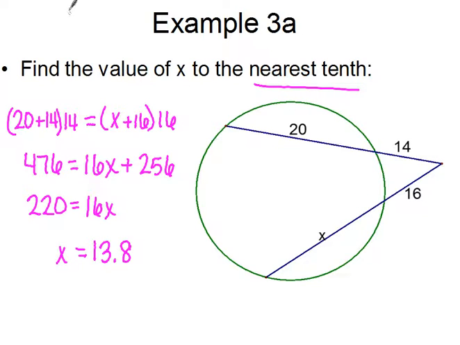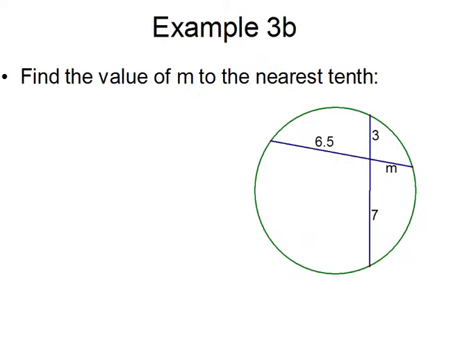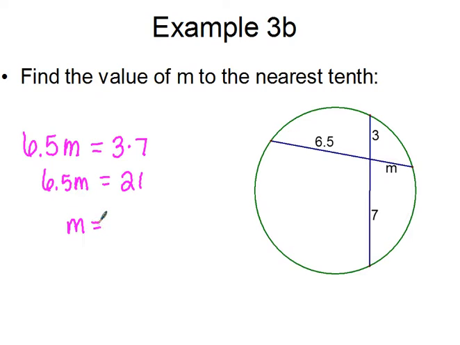Alright, one more. This one, this is a case number 1. That's 2 secant lines, but they cross inside the circle. So we do one piece times the other piece on one line, and then one piece times the other piece on the other line. So we have 6.5 m equals 21. Divide both sides by 6.5. We get 3.2 to the nearest tenth.